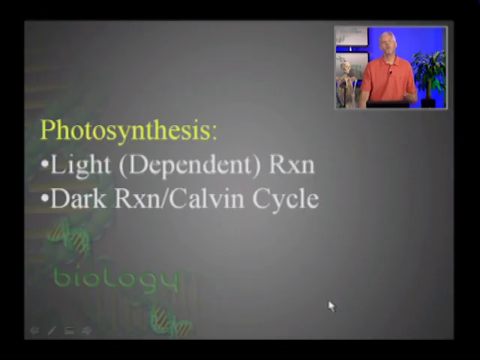Now, photosynthesis is divided up into two sub-reactions, if you will. Each one is fairly detailed. One being the light reaction, sometimes called the light-dependent reaction, and the dark reaction, which also has other names such as the Calvin cycle, the three-carbon cycle, and some other names.